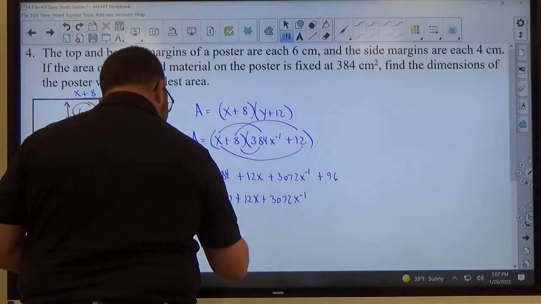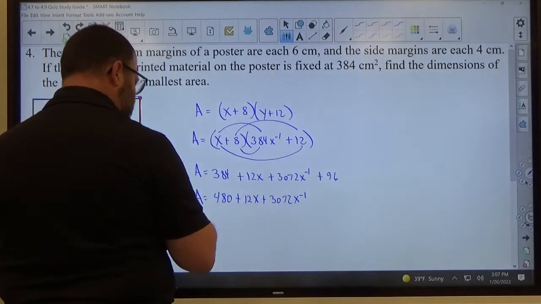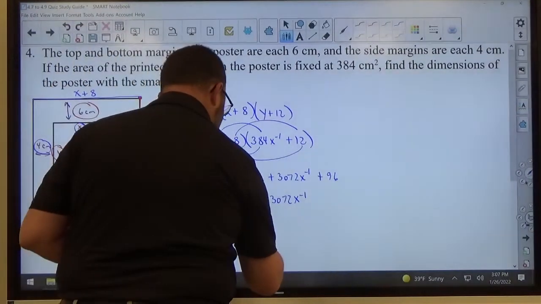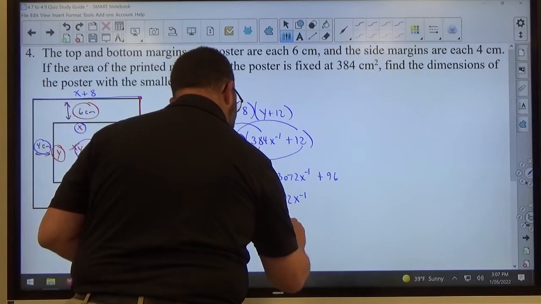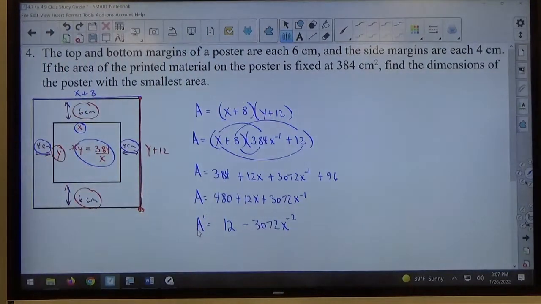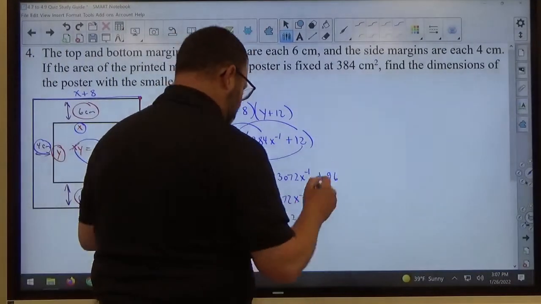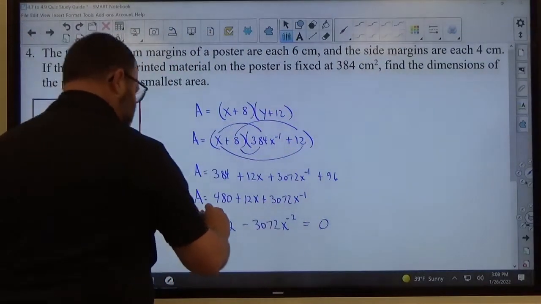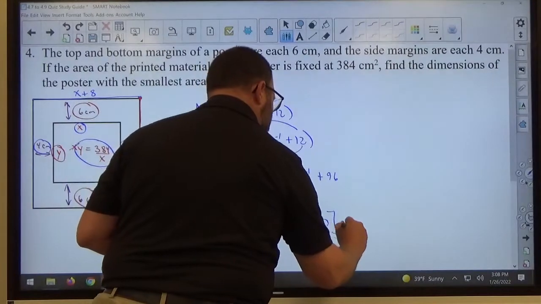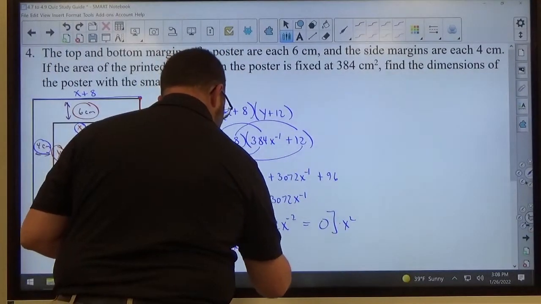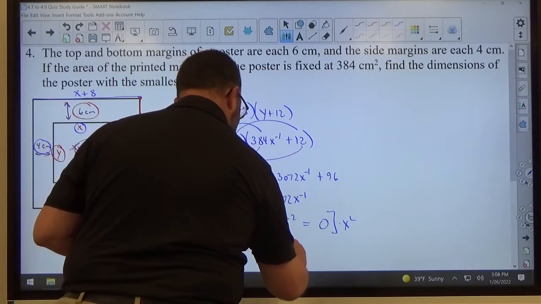So if I look at A prime in this case, the derivative of 480 is 0, the derivative of 12x is 12, and the derivative of 3072x to the negative first is negative 3072 x to the negative second. X cannot equal 0, so undefined does not happen in this problem. There are no endpoints except for 0, which can't happen. So if I set that equal to 0, I'll find my answers. Since x can't equal 0, I can multiply by x squared legally. So 12x squared minus 3072 is equal to 0.